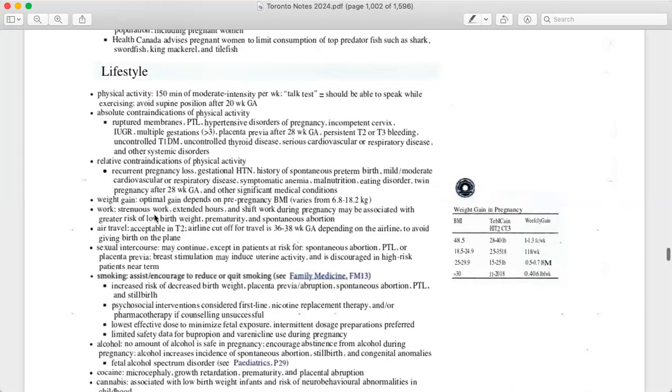Weight gain, optimal gain is okay. How much is the optimal? Varies from 6.8 to 18.2 kg. Work is basically strenuous exercise, extended hours on those ones. Air travel, sexual intercourse, you can advise them if there is a spontaneous abortion, preterm labor, or placenta previa, you can advise them to refrain.